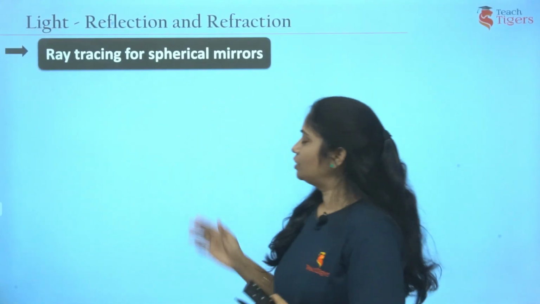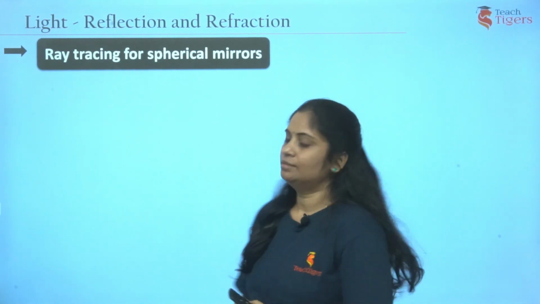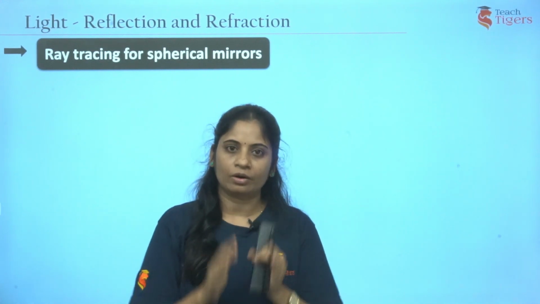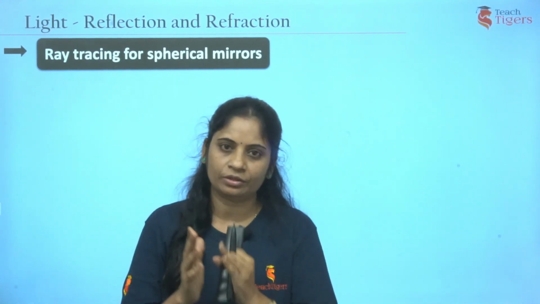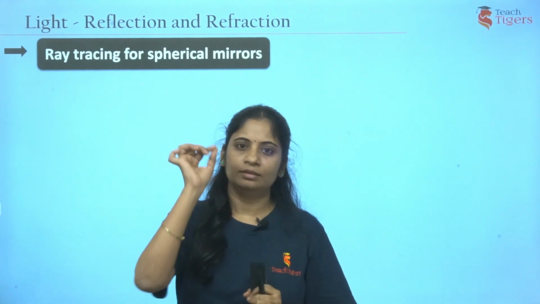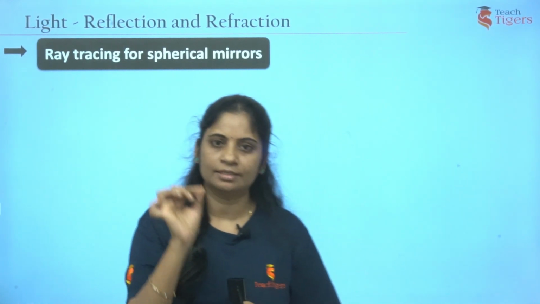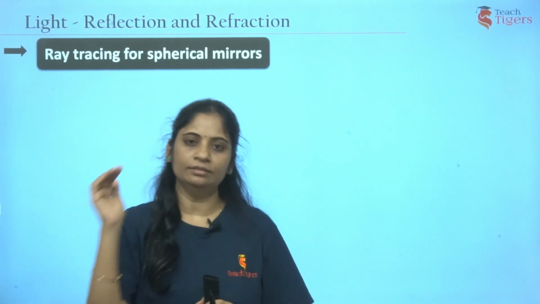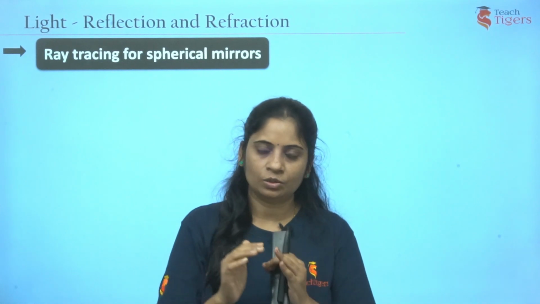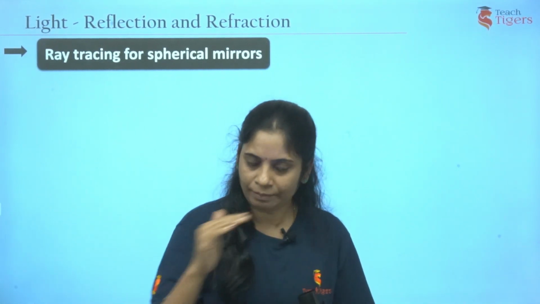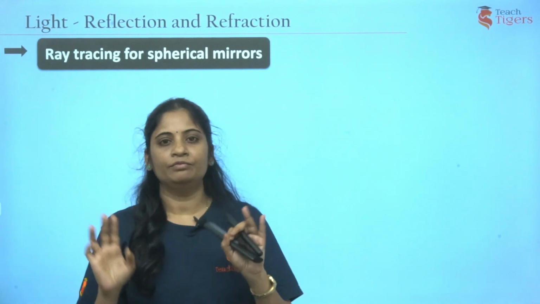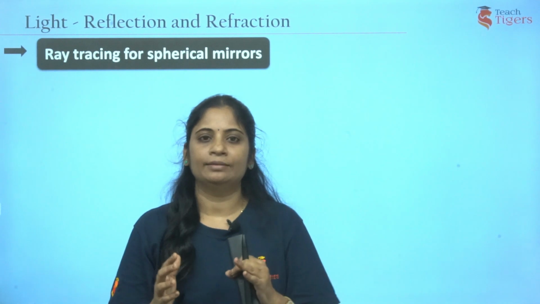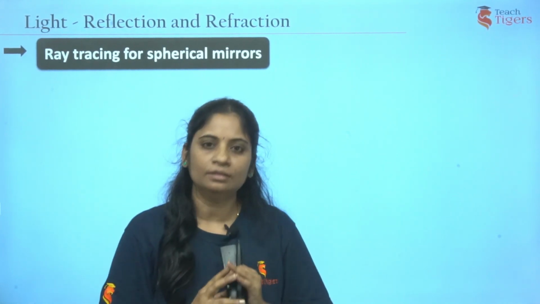Let's proceed with the next topic on ray tracing for spherical mirrors. So we know how we were drawing the normal for spherical mirrors. How are we drawing the normal? So we are identifying the point of incidence. At the point of incidence we used to draw a tangent, and perpendicular to the tangent we were drawing the normal, and slowly now we understood that normal passes through the center of curvature and we made it easy by skipping drawing the tangent.